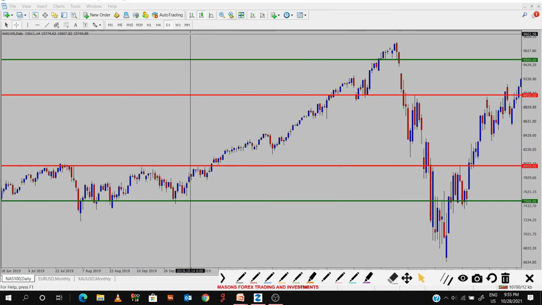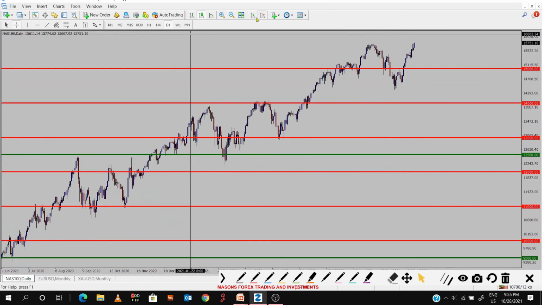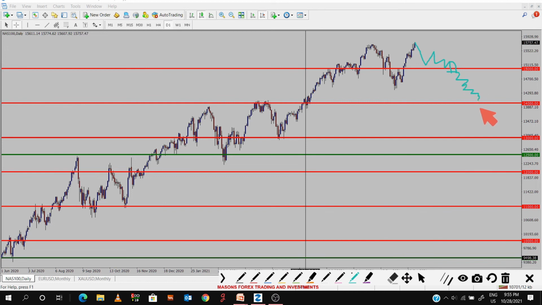So how can we actually use these levels to our advantage? In our case, we have our 15,000 level. If price comes lower or moves lower and closes below this 15,000 level, we could say price may be attracted to the 14,000 level.